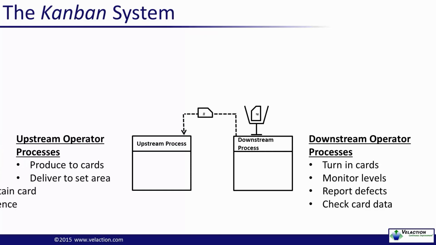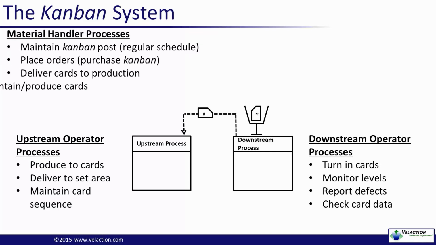The upstream operator also has several processes that they need to follow to maintain the flow of materials. The most important is that they only produce when there is a card telling them to do so. It is also important to maintain the sequence of the cards. Shuffling the cards to create larger batches will create stockouts.